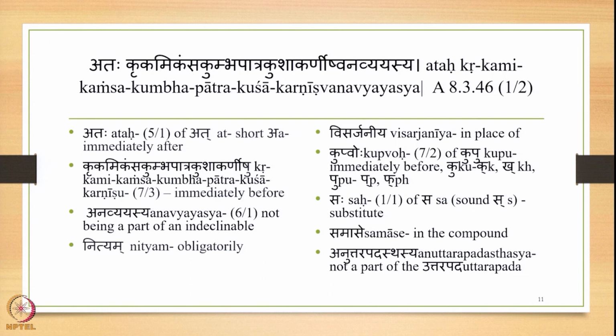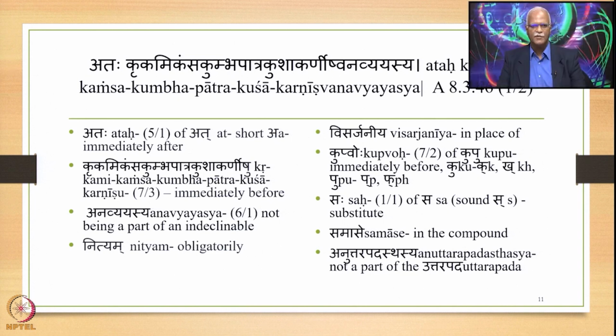Ataha Kru Kami Kamsa Kumbha Patra Kushakarnishu Anavyayasya. 8.3.46. This sutra has got 3 padas. Ataha, which is 5/1 of At, referring to short A, means immediately after short A. Kru Kami Kamsa Kumbha Patra Kushakarnishu is 7/3 of Kru Kami Kamsa Kumbha Patra Kushakarni, and so this means immediately before all these elements. The other words continued are Anavyayasya, 6/1, not being a part of an indeclinable, which is part of this sutra. Nityam is continued, which means obligatorily.